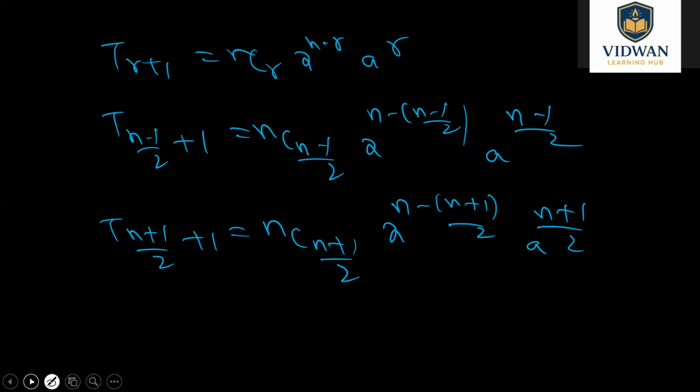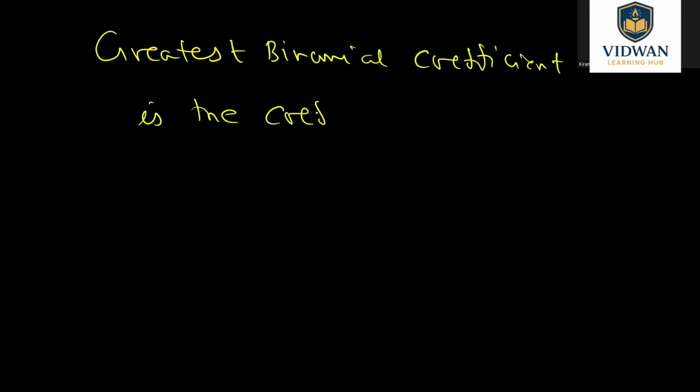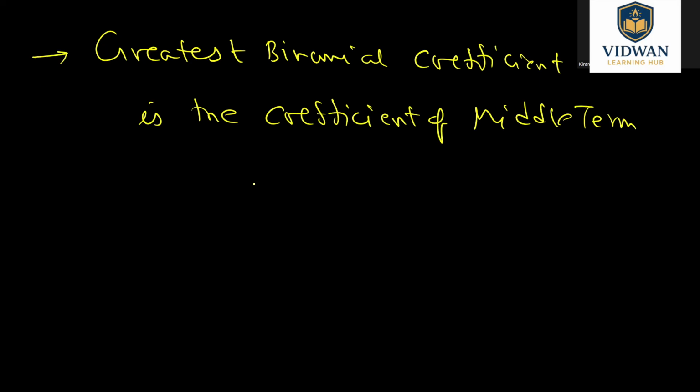After the middle term, if it is the greatest binomial coefficient, you can just mention: the greatest binomial coefficient is the coefficient of the middle term. You already know how to find a middle term. You just write the coefficient of that, and it will give you the greatest binomial coefficient.